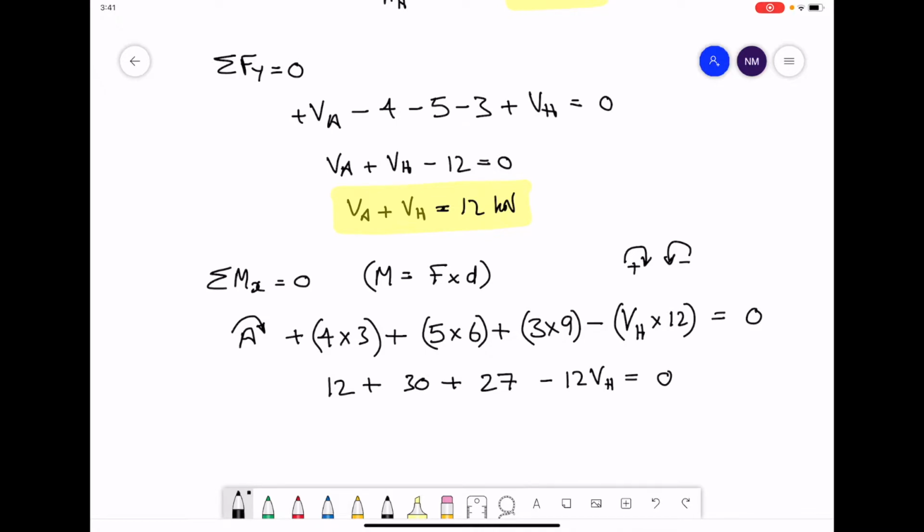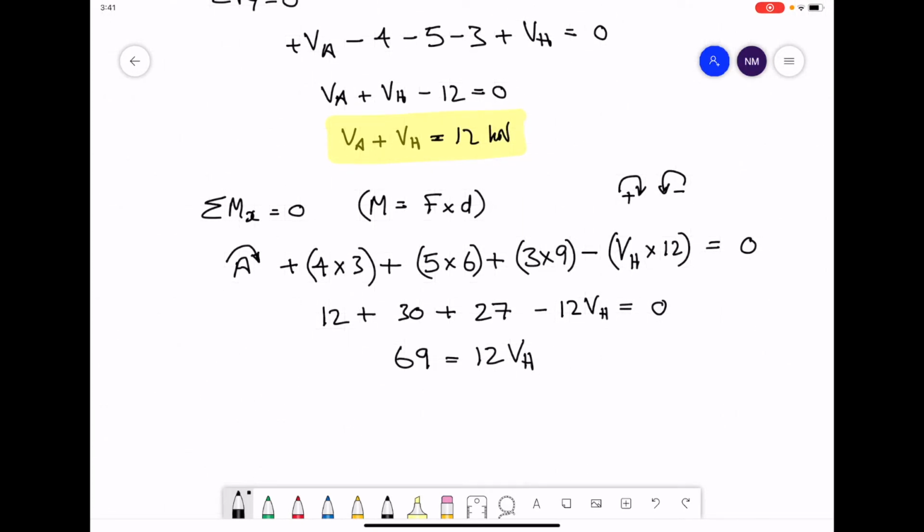Adding the numbers together gives us 69. Take the 12 VH to the other side of the equal sign, it becomes positive. Then divide through by 12, gives us the value for VH, and that would be 5.75 kilonewtons. That's our second reaction force worked out.